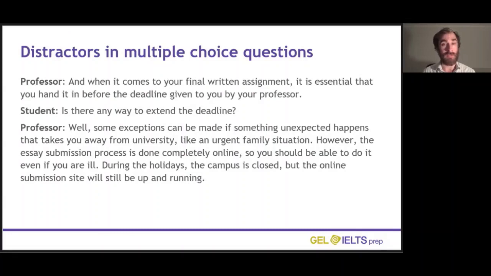Well done if you got the correct answer. It was B, the student has a family emergency. Let's look at the audio script and see where the answer and those distractors are. So here the professor says, well, some exceptions can be made if something unexpected happens that takes you away from university, like an urgent family situation. So that seems to be the exception.